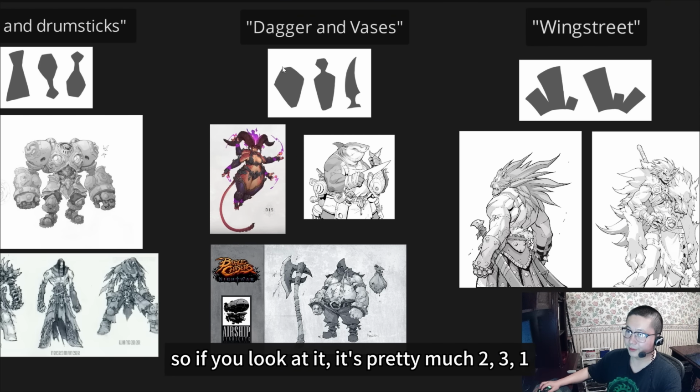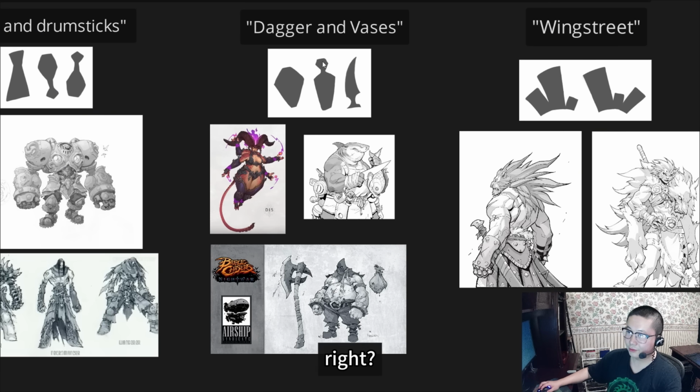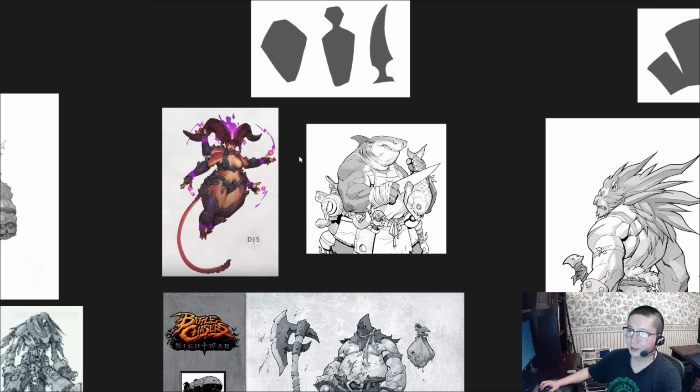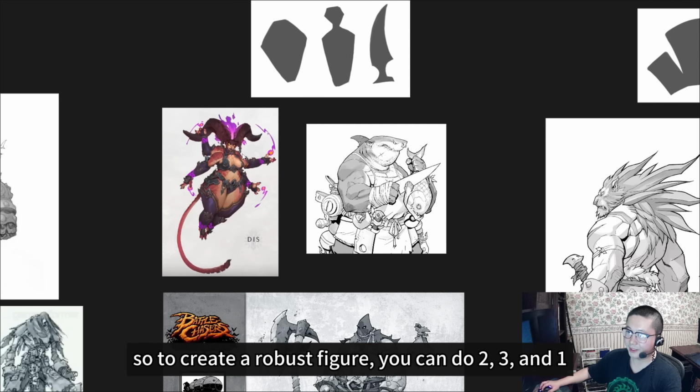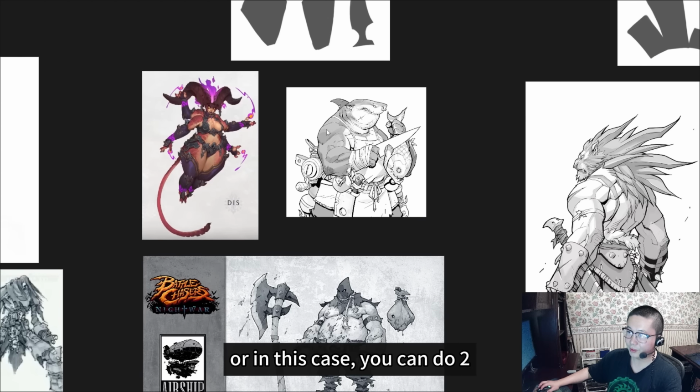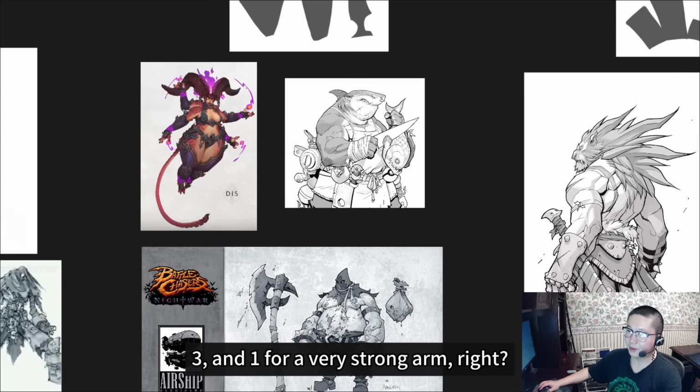So if you look at it, it's pretty much 2, 3, 1, right? 2, 2, 3, 1, and this one is 2, 1, 3, 3, 1, 2. Something to remember. So to create a robust figure, you can do 2, 3, and 1, or in this case, you can do 2, 3, and 1 for a very strong arm, right?